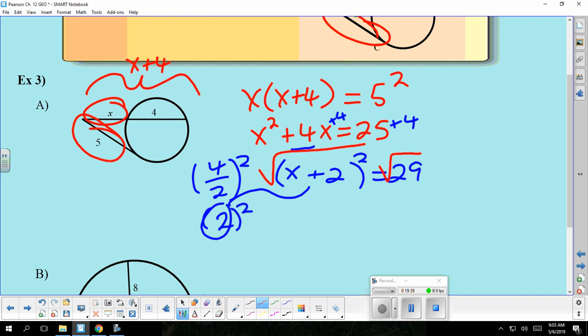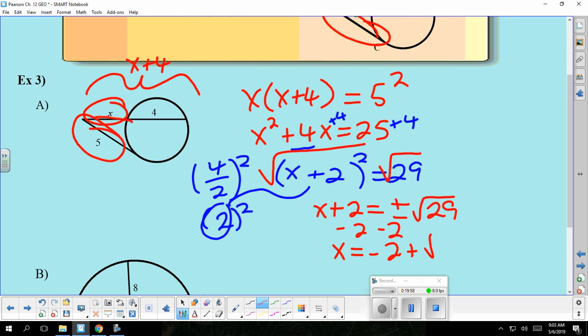X plus 2 equals positive or negative square root of 29. And then subtract 2 from both sides. X equals negative 2 plus the square root of 29. And I'm going to ignore the negative solution because we can't have a negative length up there. And I get x equals 3.4.